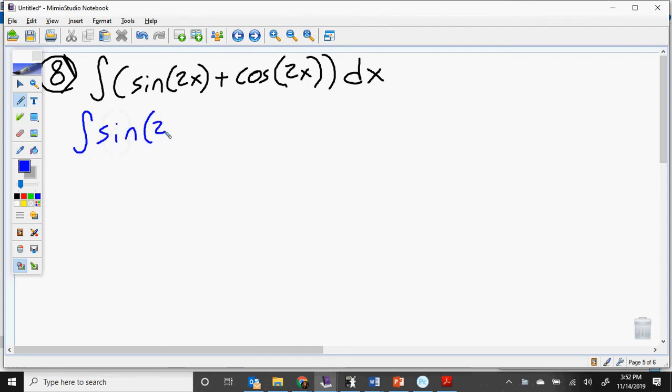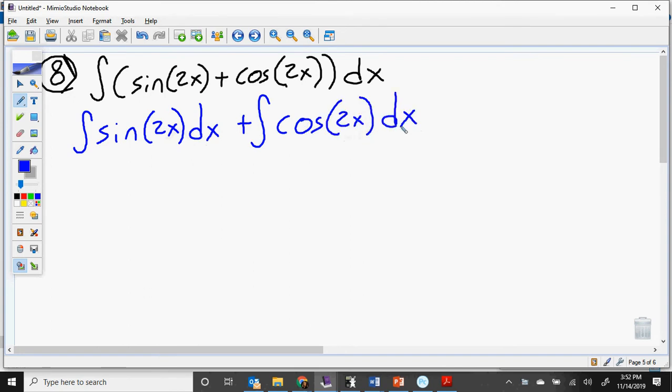The integral of sine of 2x dx plus the integral of cosine. Alright, so because it's plus or minus, I can break it into two separate integrals. And then I say, okay, I'm going to use u is 2x, du is 2. I'm going to do that for both of these because they both have the same inside. So I'm going to put a 2 inside of both of them, which means I'm going to put a 1/2 outside of each one of them.